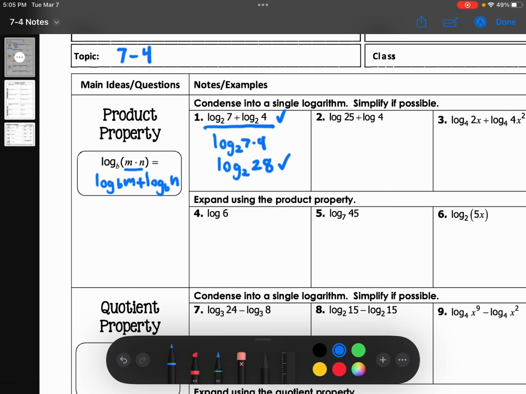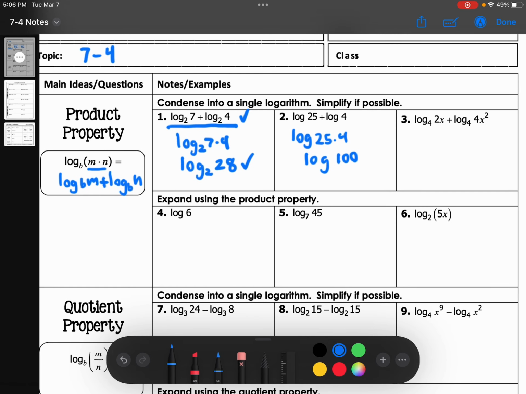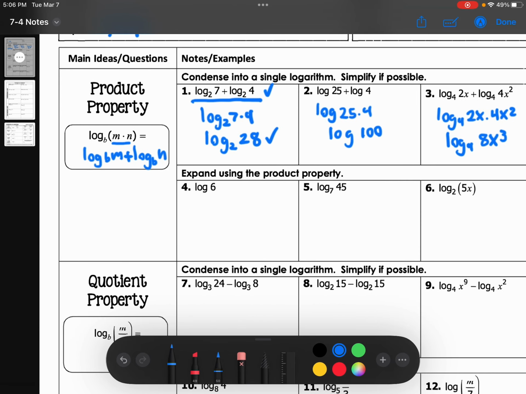Same thing on number 2. If I am adding, remember this is log base 10. So this would be 25 times 4, which will give me log of 100. All right, and then finally, something like this would give you log base 4 of 2x times 4x squared, which is going to give you 8x cubed.